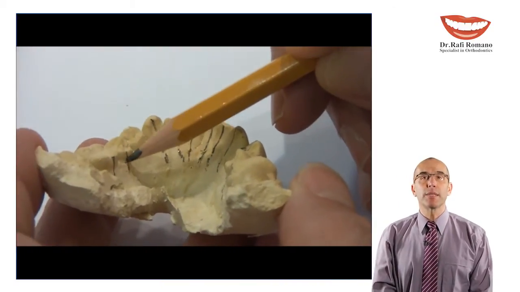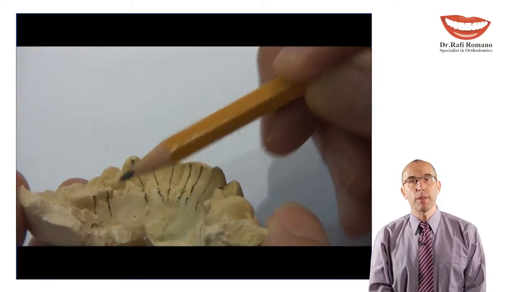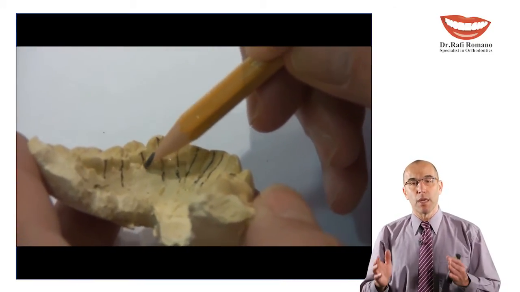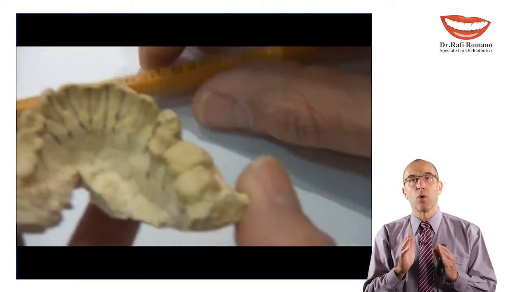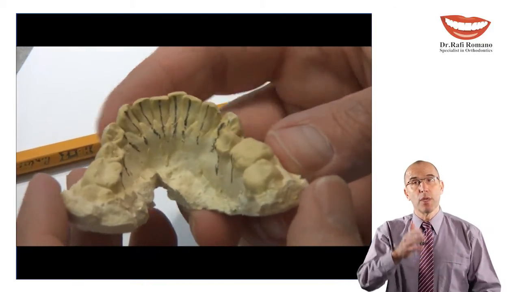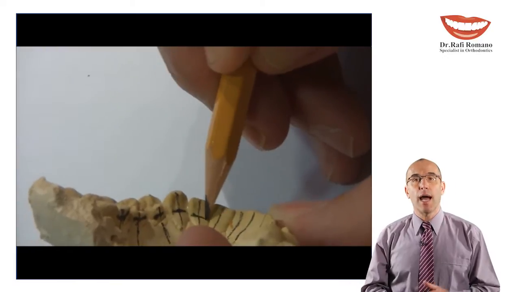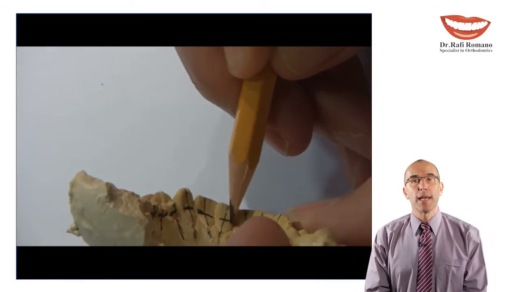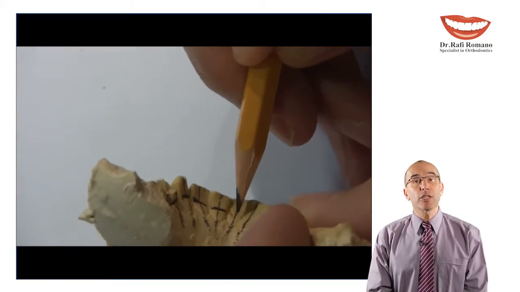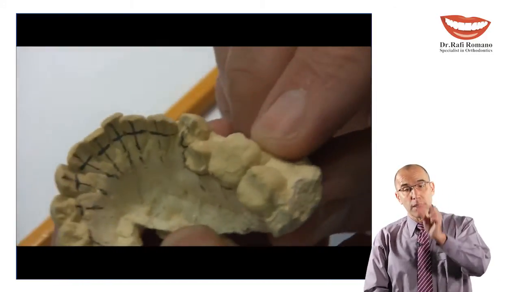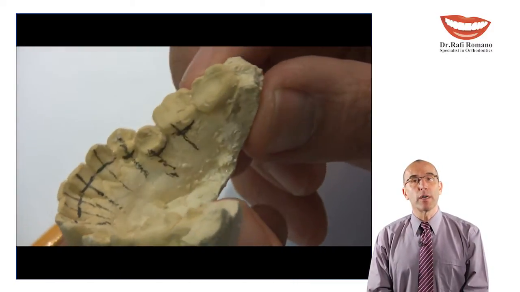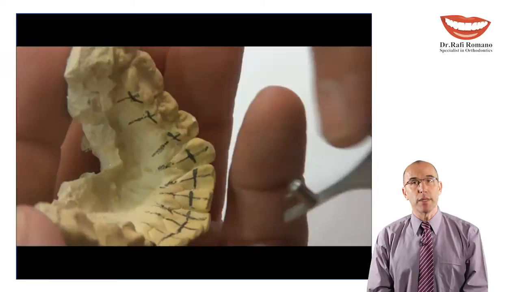Now we repeat the same for the lower arch, the mandible. The teeth here are narrower, so we have to be more careful where we put the line, how we put the horizontal and the vertical line, to see that we can actually locate the bracket inside this cross. Here you can see the lower arch is ready for bonding.